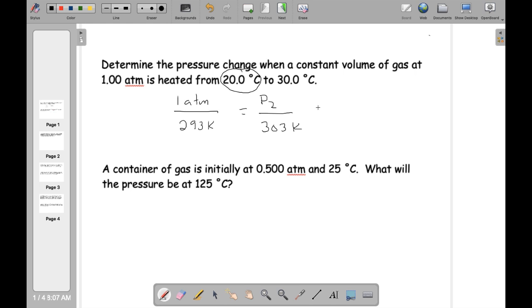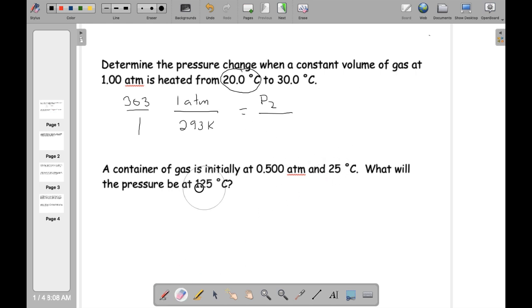So if we do the math, we'll get the answer. I want to point out again, you have to isolate the P on one side of the equation. So to do that, I will multiply both sides by 303 over 1. On this side, the 303 is going to cancel out. On this side, it will be 303 times 1 divided by 1 times 293. So essentially, it's 303 divided by 293. That's how you rearrange that equation.